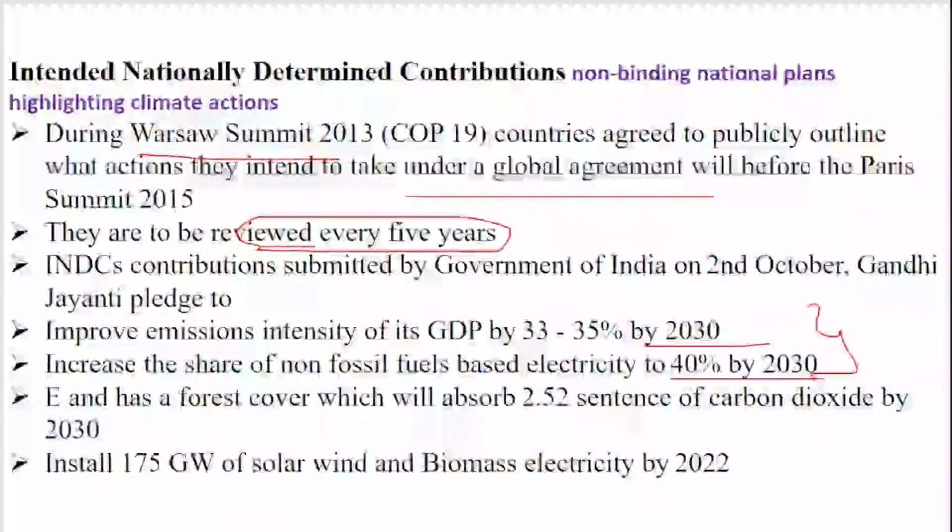These 2 questions were also part of your question papers. The target was also asked. And yes, it installs 175 gigawatts of solar energy and biomass electricity by 2022, which is a target. Okay, so questions were regularly asked on this particular topic.